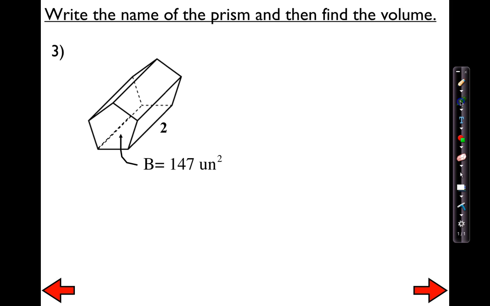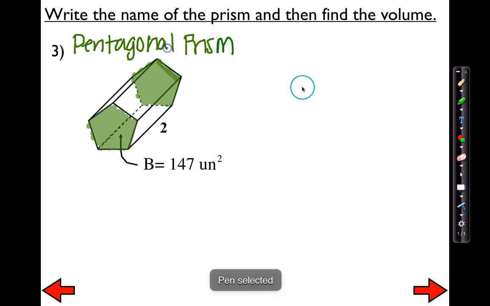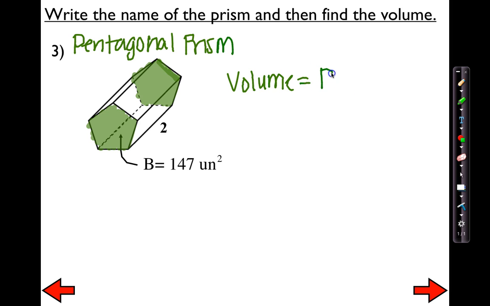Okay, number 3. So first things first, let's identify what kind of prism this is. Well, here there are 2 of these shapes. So that must be the base. And again, the base is what describes the prism. It's basically responsible for naming it. So since this base has 1, 2, 3, 4, 5 sides, this is a pentagonal prism. So we're going to go ahead and find the volume by first finding the area of the base, which we use a capital B, times the altitude, which again is just another fancy word for height.